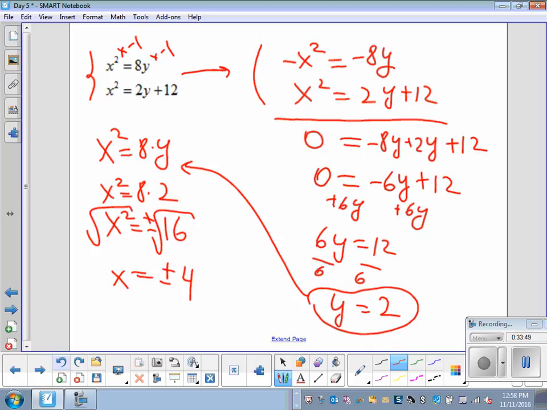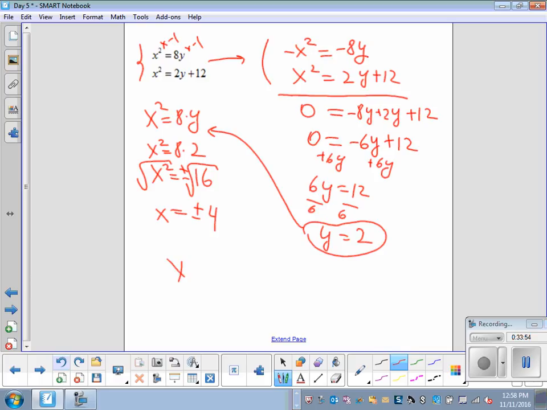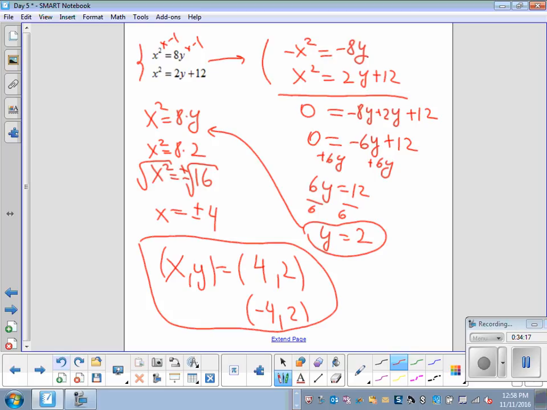How many solutions do I have? 2. So how do we write them? The first solution is x, y equals 4, 2. And then my second solution is what? -4, 2. Questions?